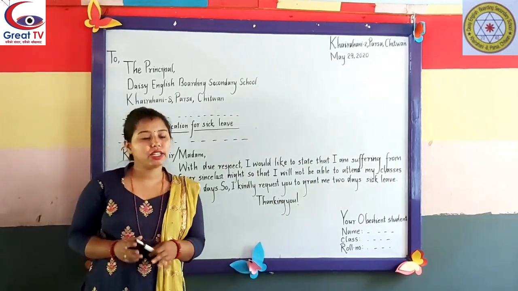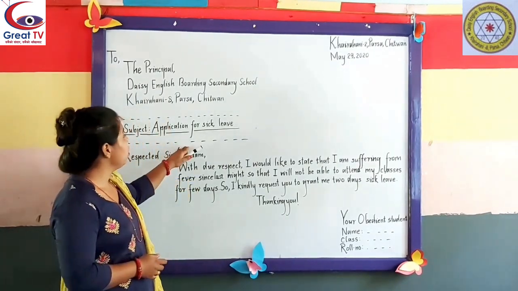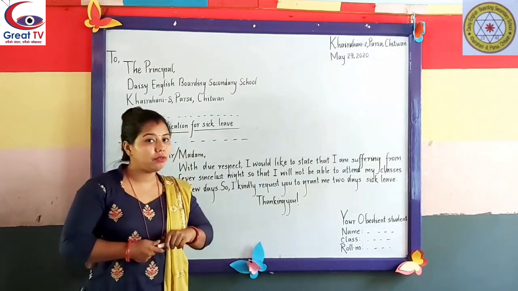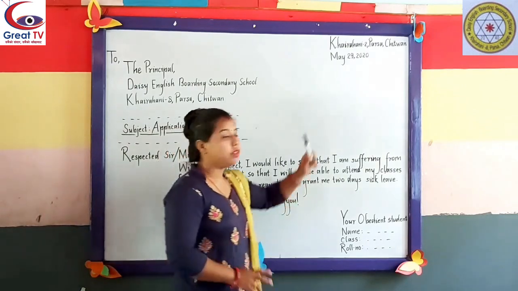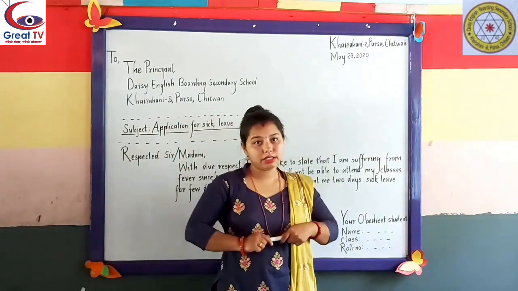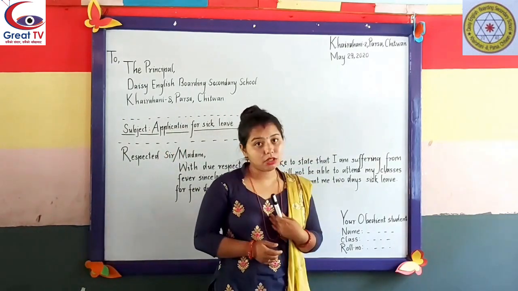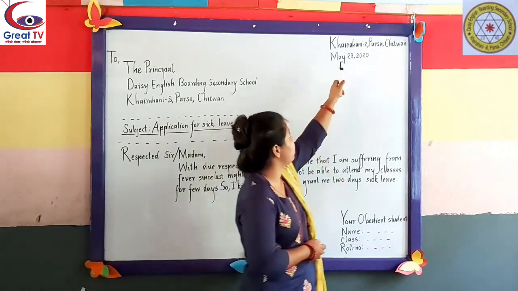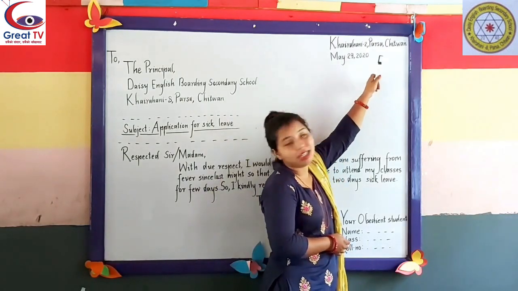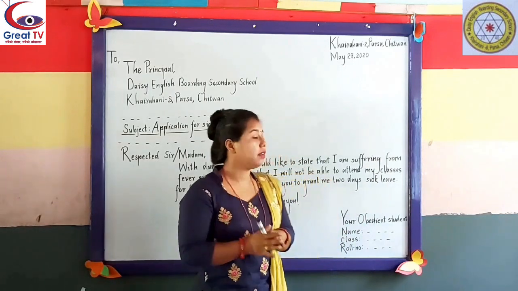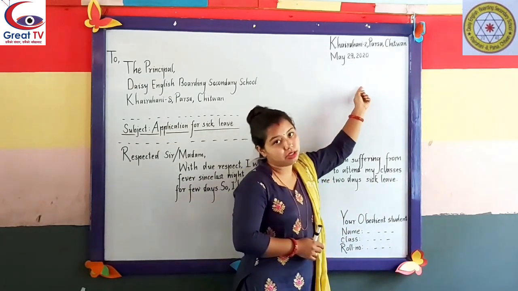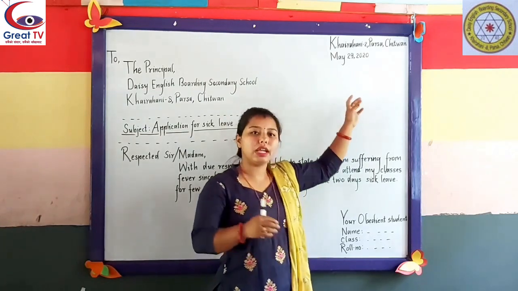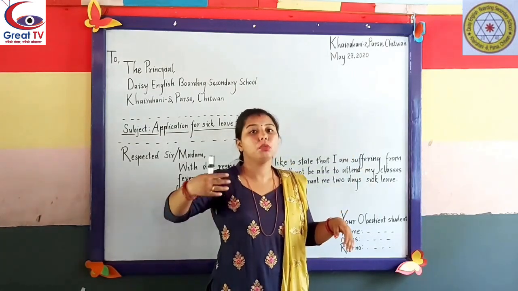So my dear children, this is an example for asking for sick leave for a few days. As you know the format, let's start. First of all, you have to write your address. This letter is written by me, so I am writing my address here. My address is Harini 2 Parsa, Chittagong. You have to write your address. Then date. Today is May 29, 2020. The date of issue. For example, if you are writing this letter tomorrow, you have to write tomorrow's date.